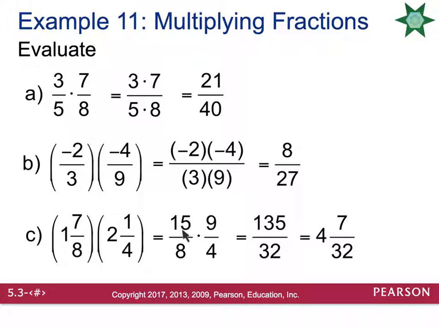So 9 times 15 is 135. 8 times 4 is 32. And then if you're given mixed numbers to start, your answer should be in mixed number form. So we should convert this back to a mixed number. 32 goes into 135 4 times, and then there's a remainder of 7. So if we do our division, that's how we get 4 and 7 over 32.